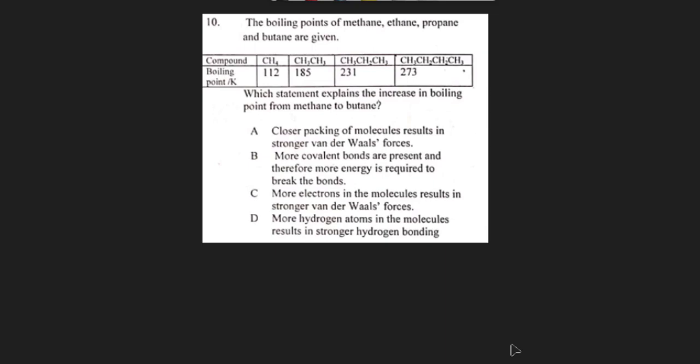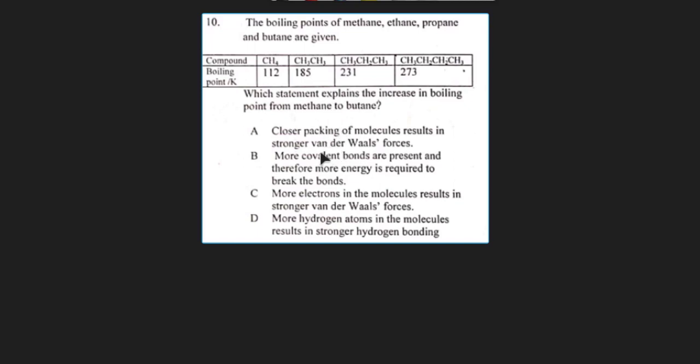Question number 10. The boiling points of methane, ethane, propane and butane are given below. We have compounds with their corresponding boiling points, and there is an increase in the boiling point. Which statement explains the increase in the boiling point from methane to butane?